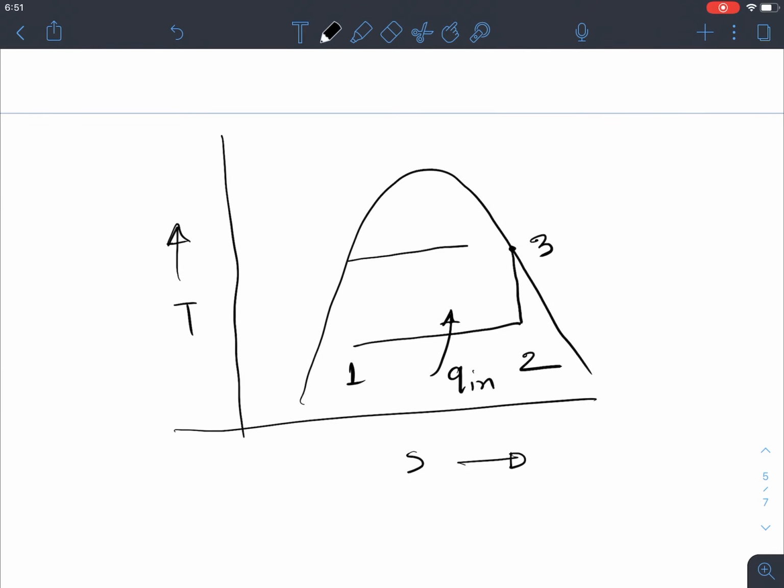And then 3 to 4, it's basically the condensation is happening, where the Q out is happening, or heat rejection. And then 4 to 1 is that isentropic expansion in the turbine. So this is the compression, right? Compression, and this is the turbine or expansion.